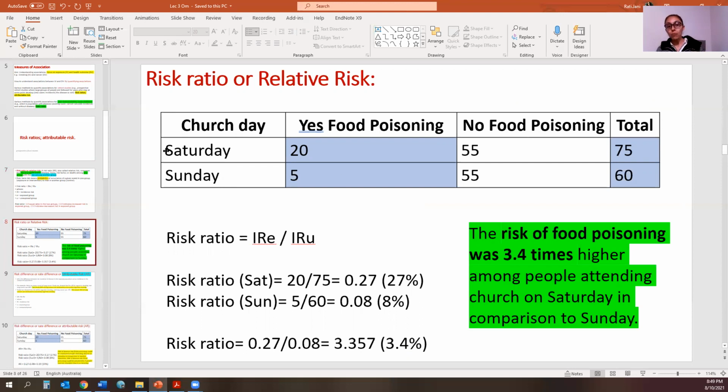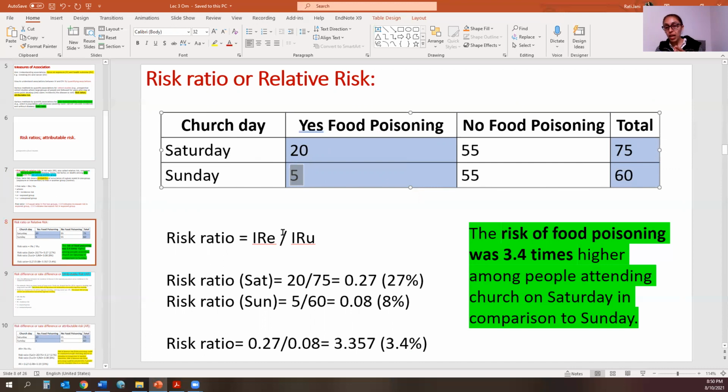All right. So we have people who went on Saturday. When people went on Saturday, 20 of them had food poisoning, 55 of them did not have food poisoning. Of people who went on Sunday, 5 of them experienced food poisoning and 55 of them did not experience food poisoning. And this is the total. So you have 75 people visit the church on Saturday, of which 20 of them had food poisoning. You had 60 people visit the church on Sunday, and you have 5 people who experienced food poisoning.